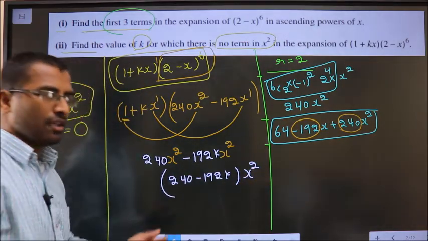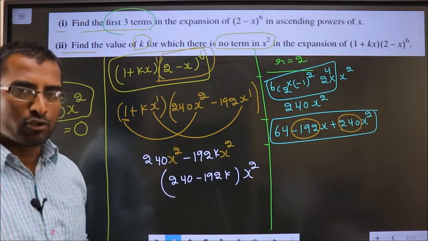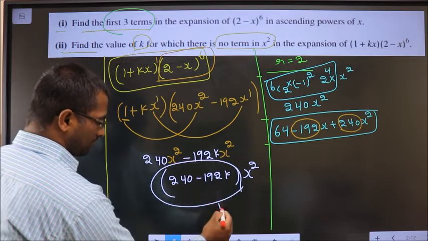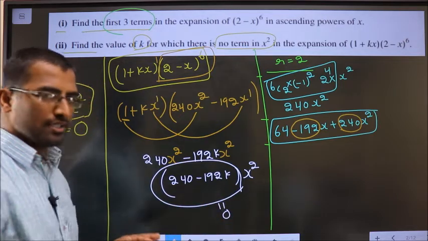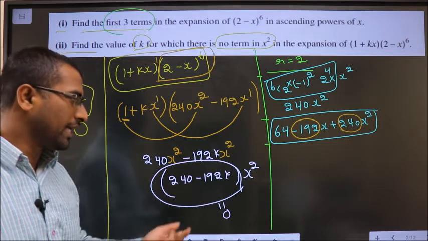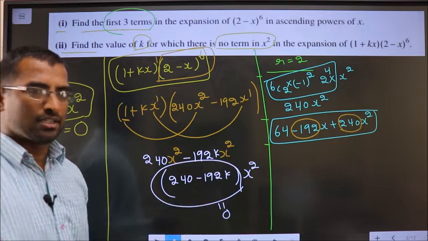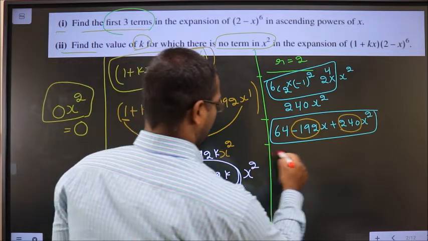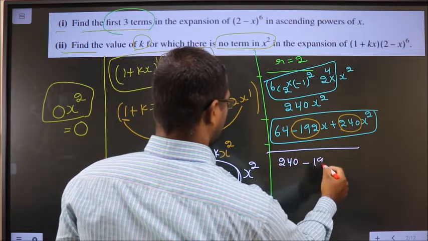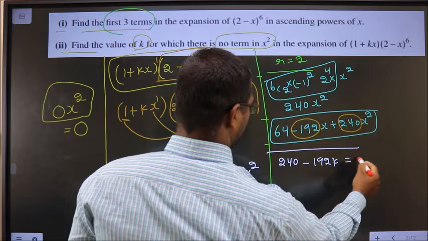Now, no term in x square means x square should not be present. That could only happen if you equate this to 0. Did you understand? No term in x square means x square should not be present. That could only happen if the coefficient of x square is 0. So equate this to 0. So that is 240 minus 192k equal to 0.